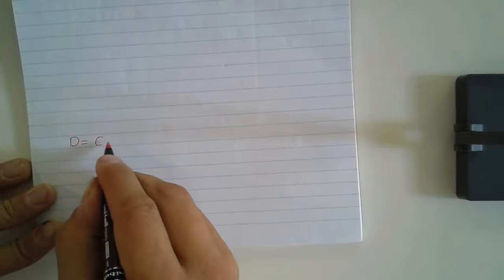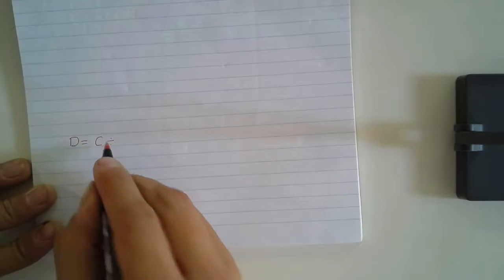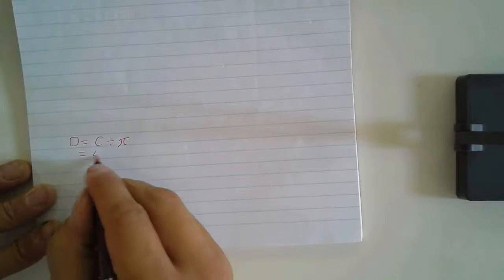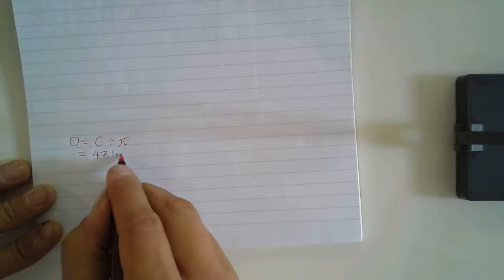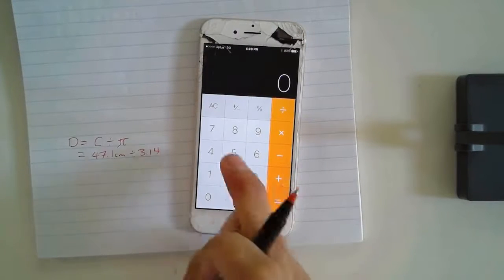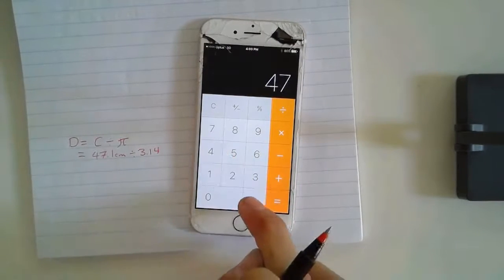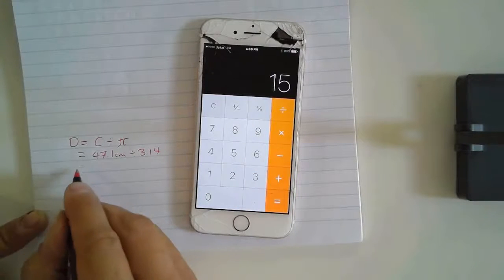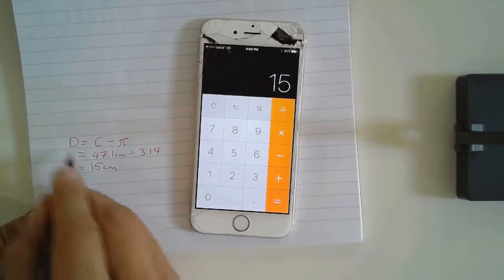So, let's say we're trying to find the diameter. Diameter is the first letter, okay? Equals circumference divided by pi. This equals, my circumference was 47.1 centimeters divided by 3.14. Get my trusty calculator out again. 47.1 divided by 3.14 equals 15. This is 15 centimeters. That's my diameter.